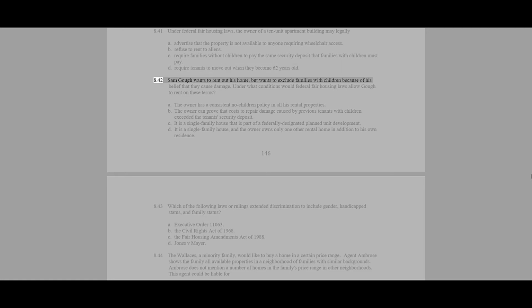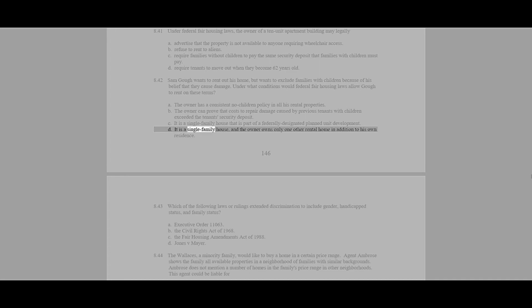8.42 Sam Goff wants to rent out his home, but wants to exclude families with children because of his belief that they cause damage. Under what conditions would federal fair housing laws allow Goff to rent on these terms? A. The owner has a consistent no-children policy in all his rental properties. B. The owner can prove that costs to repair damage caused by previous tenants with children exceeded the tenant's security deposit. C. It is a single-family house that is part of a federally designated planned unit development.